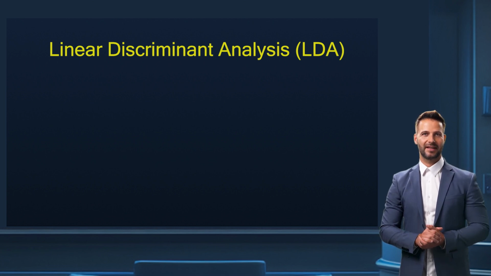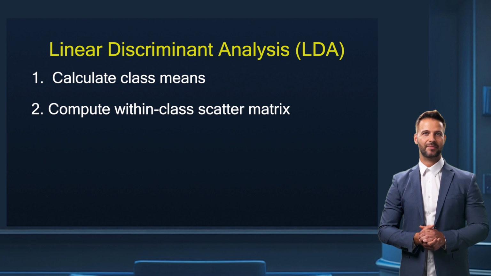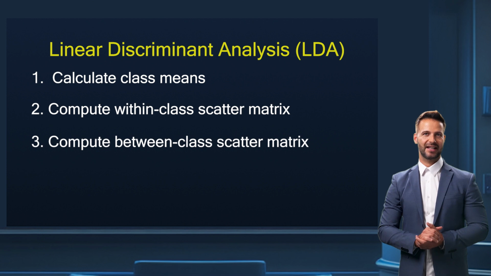1. Calculate class means. For each class, compute the mean vector of the data points belonging to that class. 2. Compute within-class scatter matrix. This matrix represents the variance within each class. 3. Compute between-class scatter matrix. This matrix represents the variance between different classes.